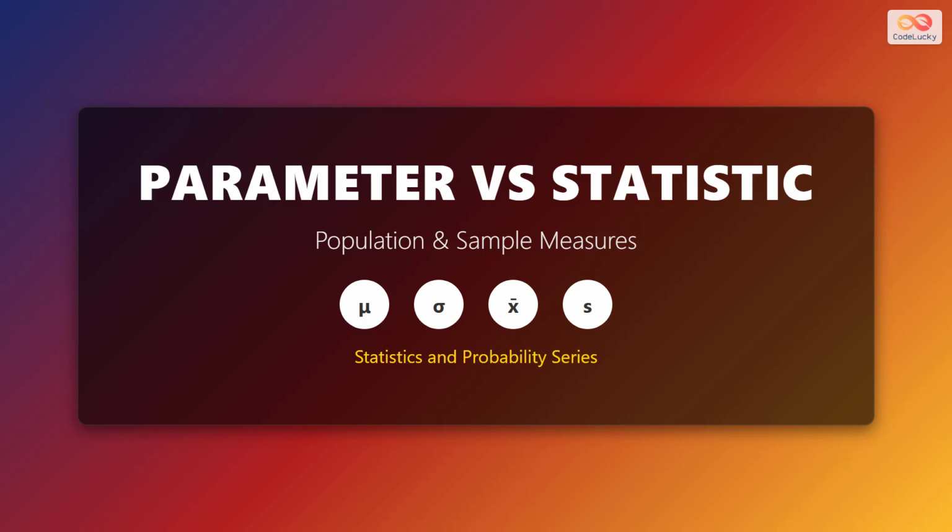Welcome to this tutorial on statistics and probability. Today, we are going to clear up one of the most common points of confusion for beginners, the difference between a parameter and a statistic. We will look at what they mean, how they relate to populations and samples, and the specific symbols used for each.